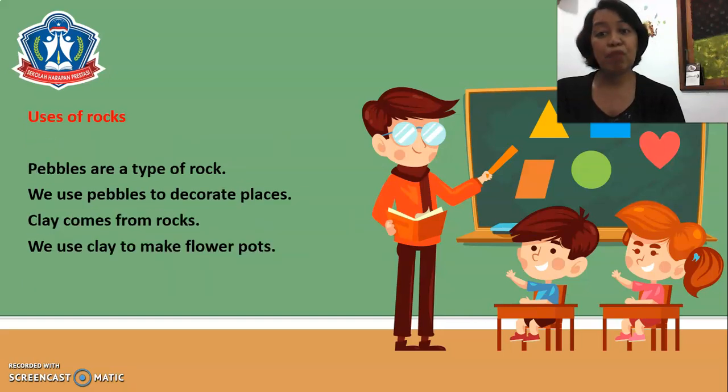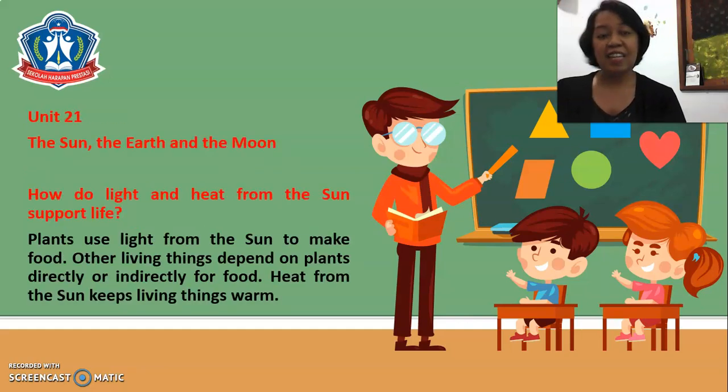Pebbles are a type of rock. We use pebbles to decorate places. Clay comes from rocks and we use clay to make flower pots. For Unit 21, it's all about the sun, the earth, and the moon. How do light and heat from the sun support life? Plants use light from the sun to make food.